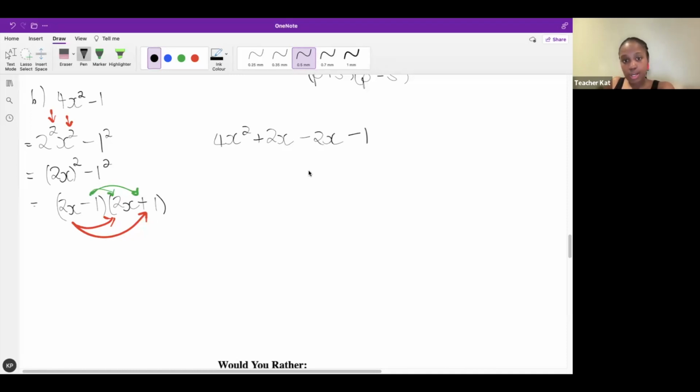What's going to happen with these two terms in the middle? Positive 2x minus 2x. What happens with those terms? They are gone. So then I'm left with 4x squared minus 1. Do you see why it has to be a positive negative, and why it is a negative at the end? If this was positive, positive, it would just double. It wouldn't disappear. Okay, let's have a quick brain break.